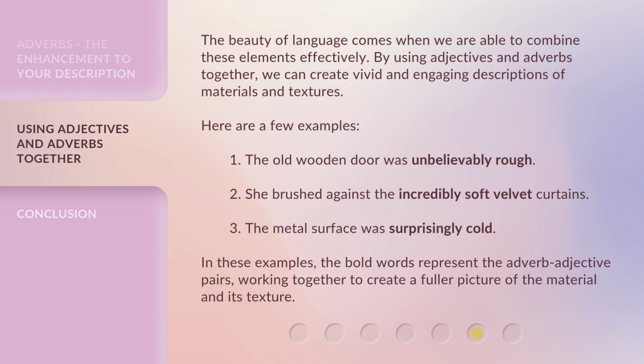1. The old wooden door was unbelievably rough. 2. She brushed against the incredibly soft velvet curtains. 3. The metal surface was surprisingly cold. In these examples, the bold words represent the adverb-adjective pairs, working together to create a fuller picture of the material and its texture.